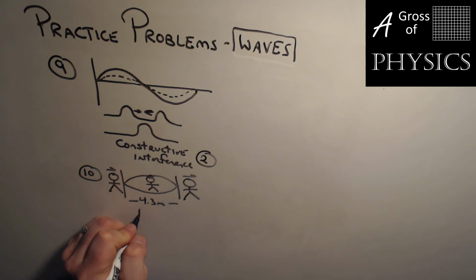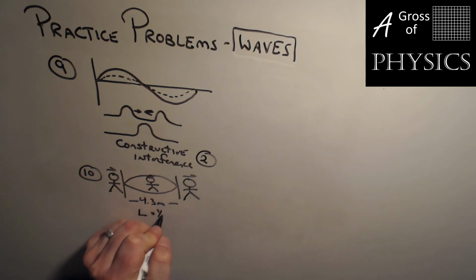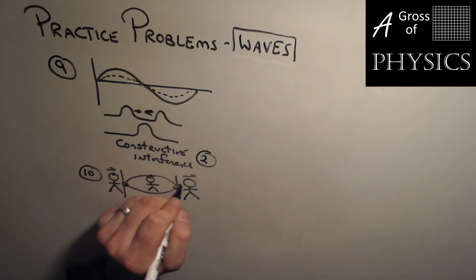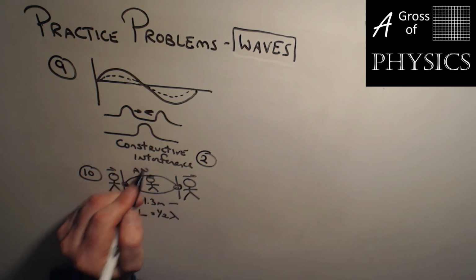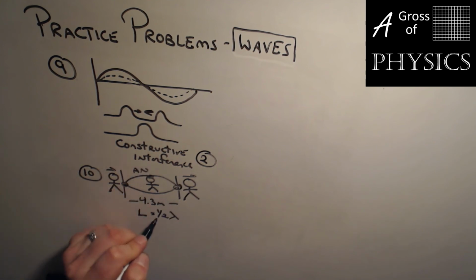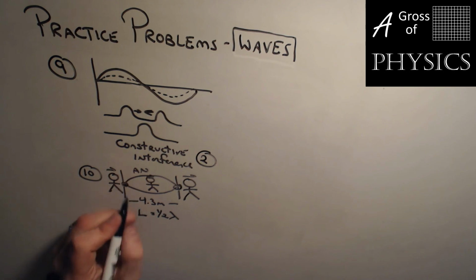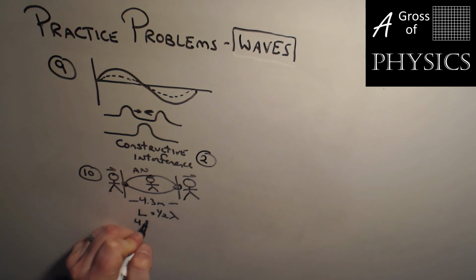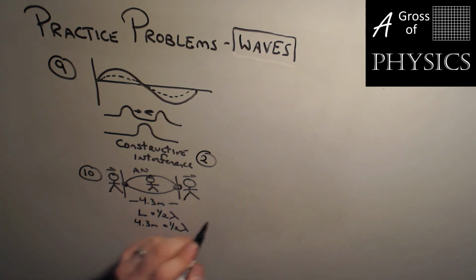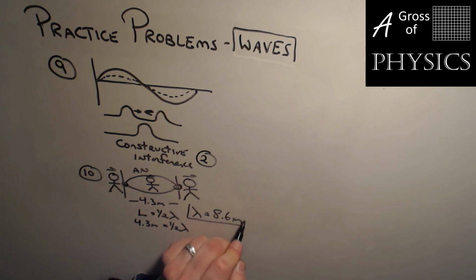Now we have to remember that this distance between the kids is actually half a wavelength because it's the distance between two nodes, with an antinode in the middle. And if 4.3 meters is L equals 1/2 lambda, we double it. So wavelength is going to be 8.6 meters. So 8.6 is choice 4.